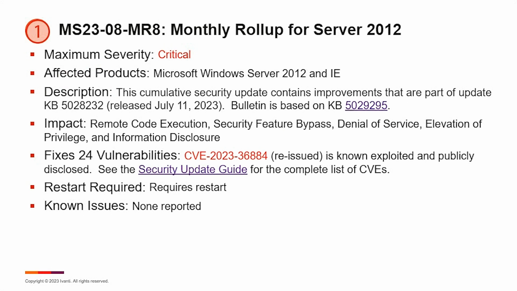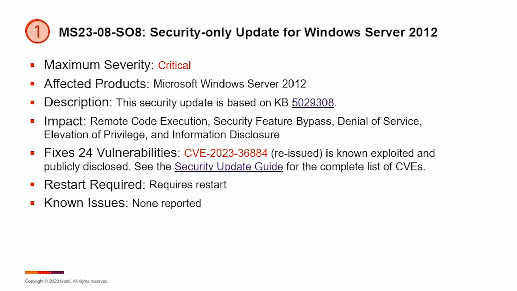Again, make sure that if you're running this, there is both a monthly roll-up as well as a security-only version for Server 2012. Unlike Windows 10 and 11, which are cumulative, meaning that each month they release an update, it includes all the updates since the latest major version release. On the older versions, like Server 2012, you have the option to just apply the monthly roll-ups, which actually includes everything going back to October of 2016, a long, long time.